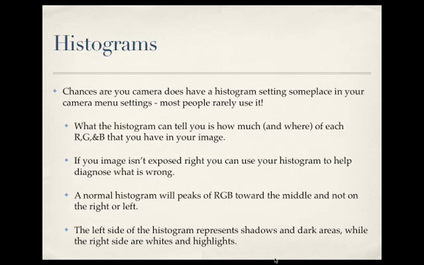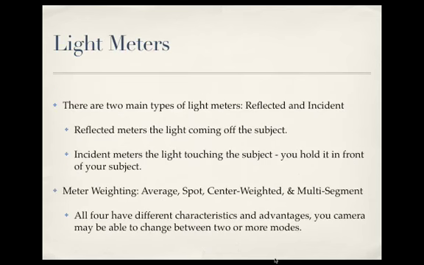And so if you have the RGB spectrum on any one of those sides just a little bit too much, you will have a weird exposure. Your image won't look right, and your histogram will tell you which one's off, and then you can re-expose for that. Light meters. Next topic.